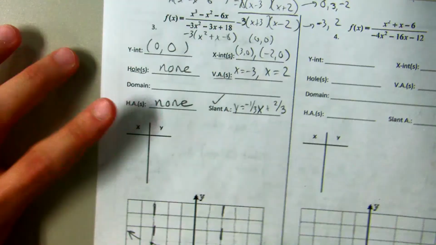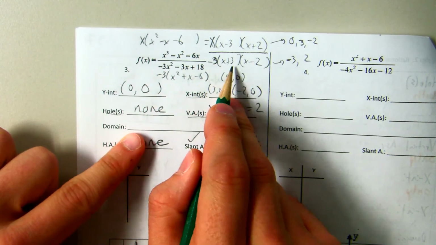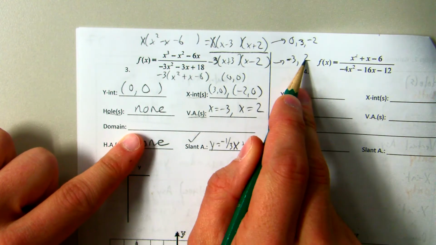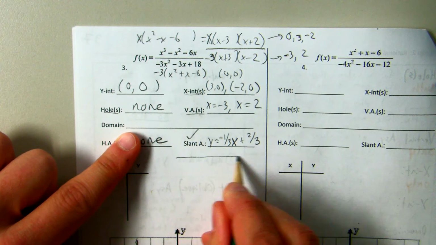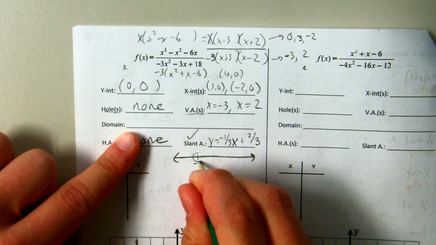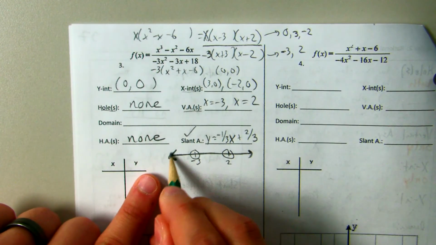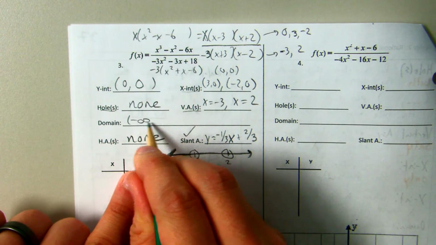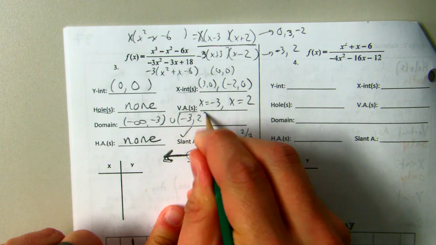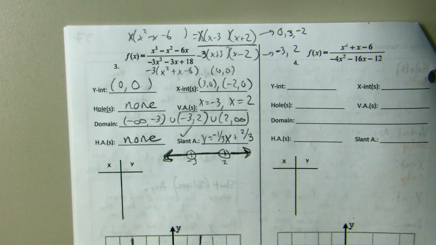Domain is asking me what values can I plug in for x. So I'm not worried about any square root stuff. I'm only worried about division by 0. I don't care whether -3 and 2 are vertical asymptotes or holes. I just know that I can't plug them in. So I can plug in any x value I want. But we better make sure we skip -3 and +2. So I can plug in all of these x values. I can plug in all of these x values. And I can plug in all of those x values. A lot easier if you give yourself a visual.